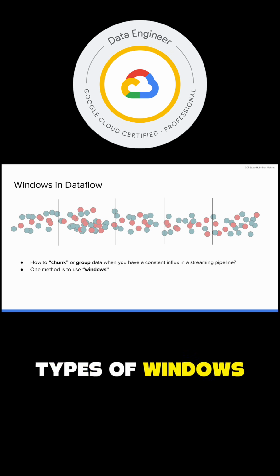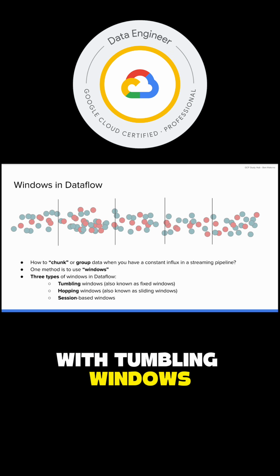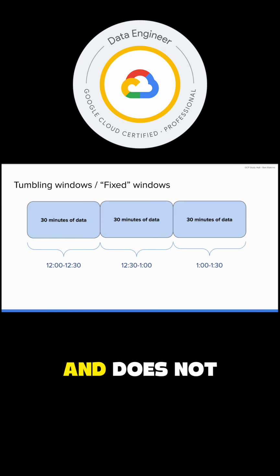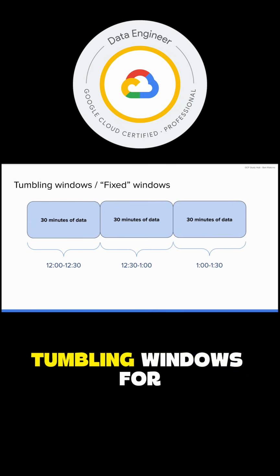There are three types of windows in Dataflow: tumbling windows, hopping windows, and session-based windows. With tumbling windows, also known as fixed windows, data is divided into distinct, non-overlapping intervals of time. Each window is a fixed size and does not overlap with other windows. You might have a stream of data that is divided into 30-minute tumbling windows, for example.